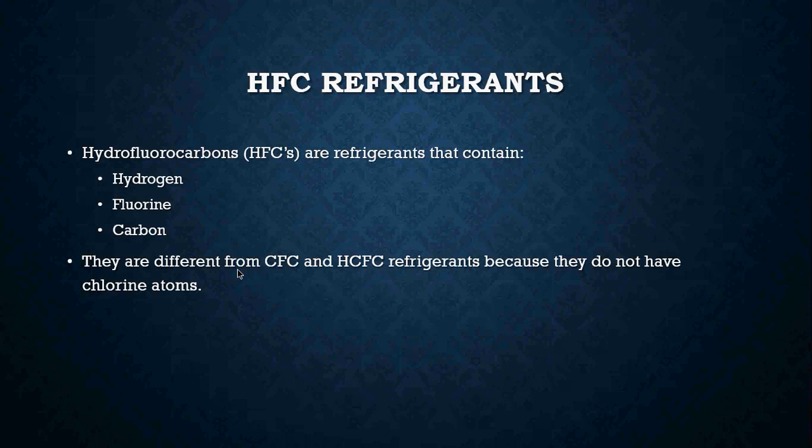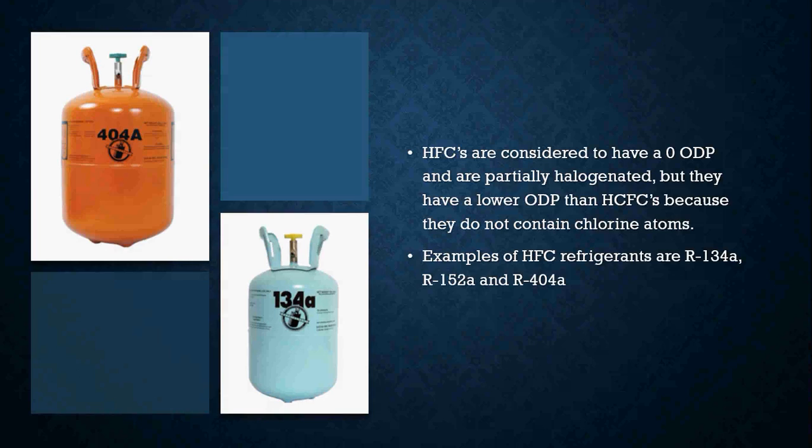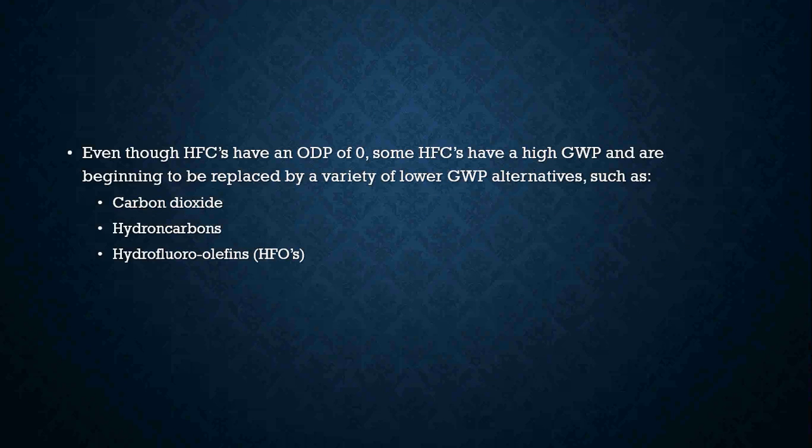Okay, your HFC refrigerants, which is your hydrofluorocarbon, are made up of hydrogen, fluorine, and carbon. They are different from your CFCs and HCFCs because they do not have the chlorine atom. So HFCs, again, are considered to have a 0 ODP and are partially halogenated, but they have a lower ODP than HCFCs because they do not contain the chlorine atom. A lot of the HFC refrigerants out there are your 134A, your 152A, and your 404A.